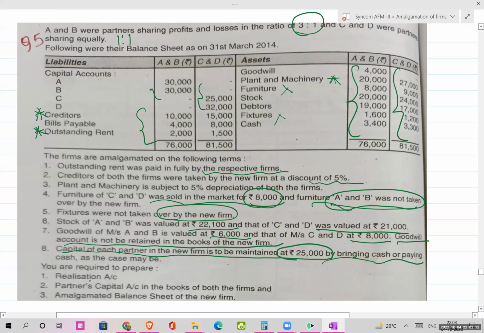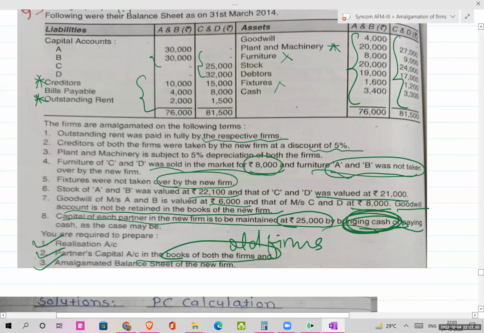If you remember the theoretical part, I had said that when you close your partner's capital account in the new firm, the difference either goes to the current account, or to the loan account, or to cash. So in this sum, it is the cash one. It is clearly given that it should go in cash. So you are required to prepare the realization account and partners' capital account in the books of both the old firms. They also want you to calculate the amalgamated balance sheet of the new firm. So let's start. We always start with the PC calculation, as discussed.